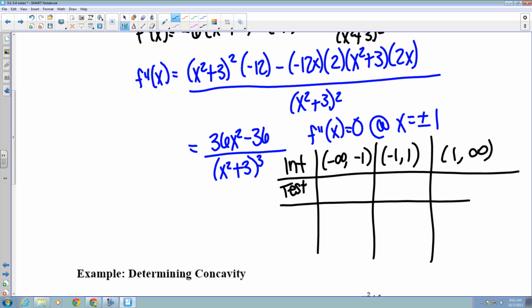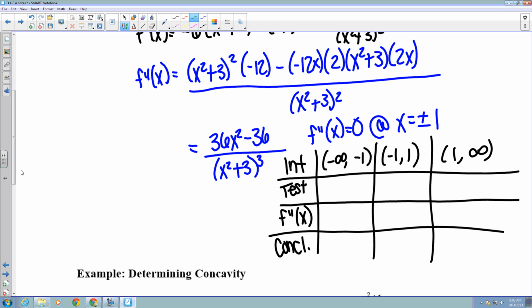Still going to pick a test point. This time we're testing it in the second derivative and coming to the conclusion on the bottom. So I would test -2, 0, and 2. When it's -2, the second derivative is positive, just saving some time by plugging it in for you. 0 is negative, and positive for 2.